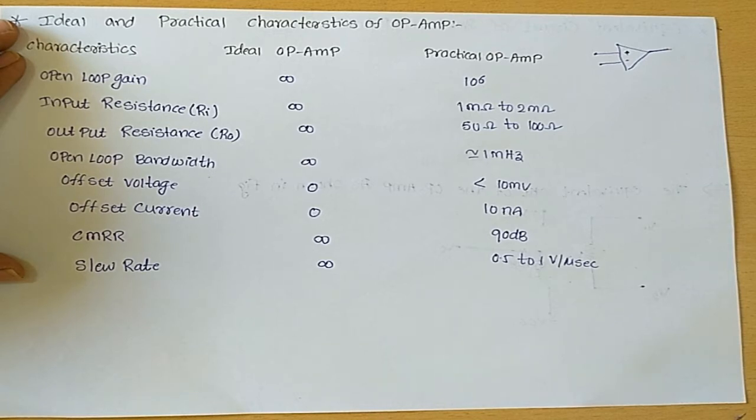Good morning to all. Today we are discussing the ideal and practical characteristics of the operational amplifier. The first characteristic is the open loop gain.